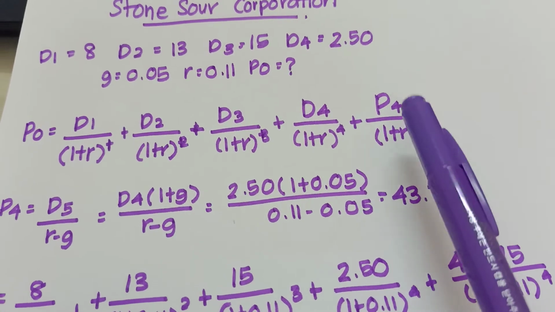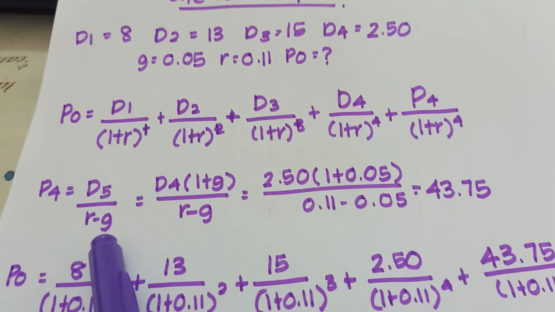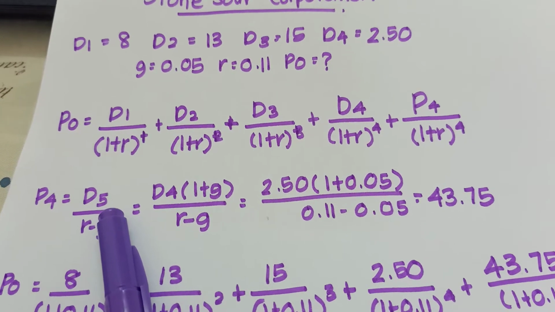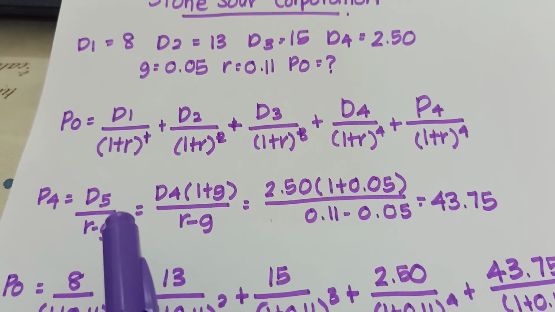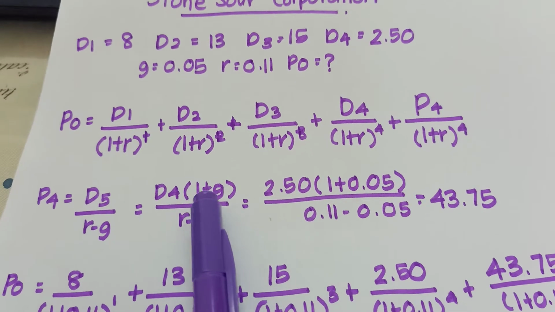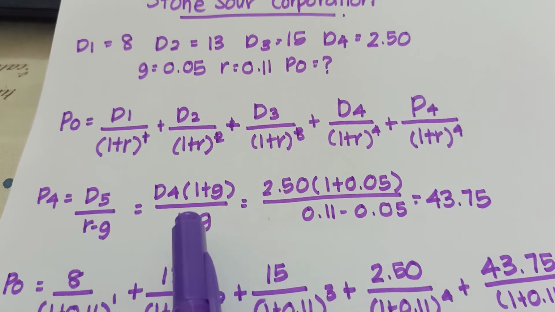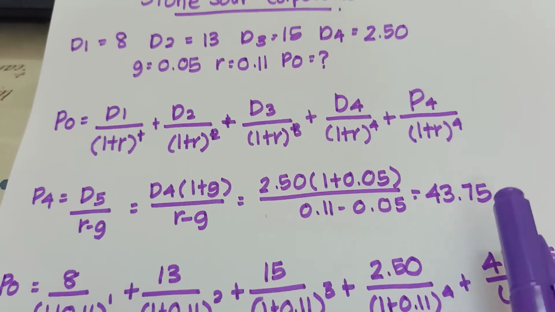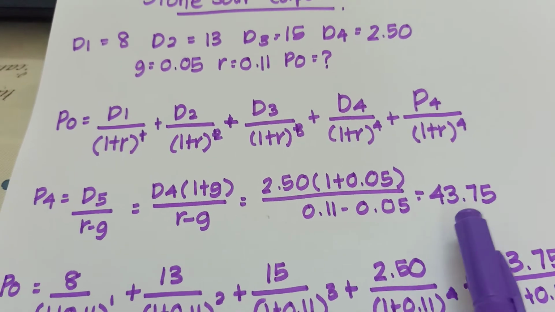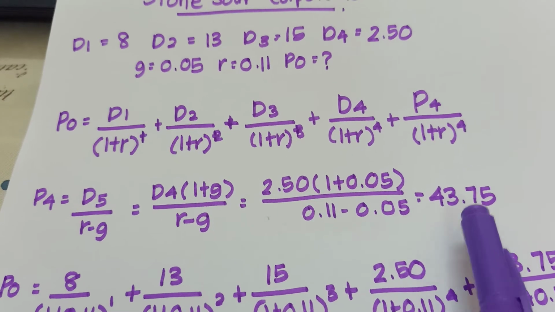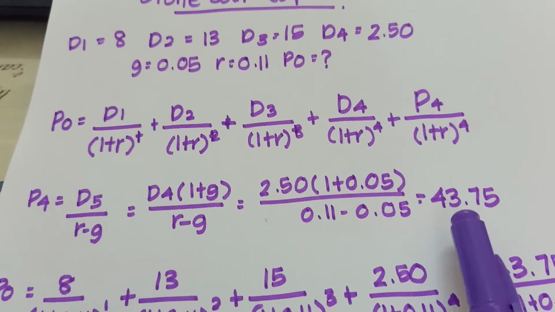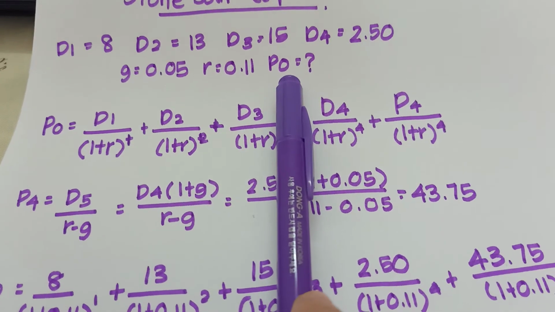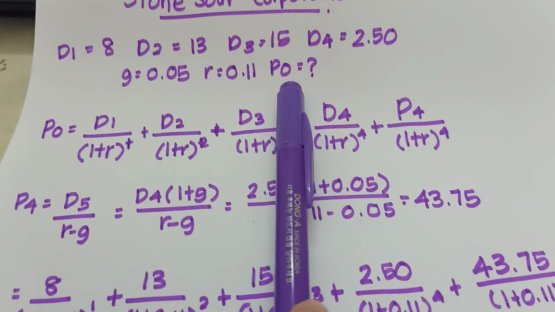So to find the price in year 4, look at this part. P4 uses the dividend in year 5. But the question didn't state D5, so we use D4 times 1 plus g, the growth rate, divided by r minus g. This is the formula to find the price in year 4. But don't forget, after you find the 43.75, this is not the final answer because it's the price of the share in year 4. The question asks for the price in the current year, the current share price.